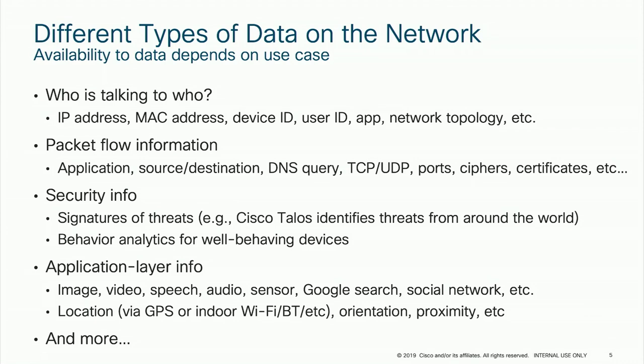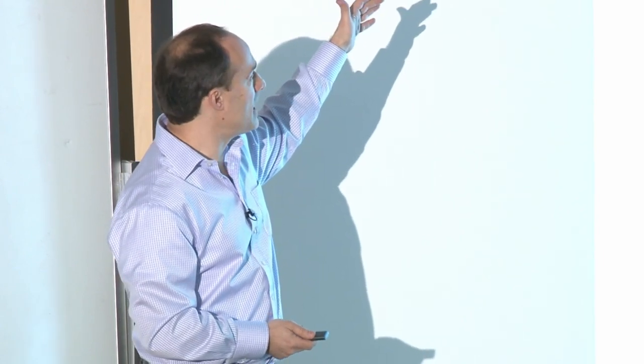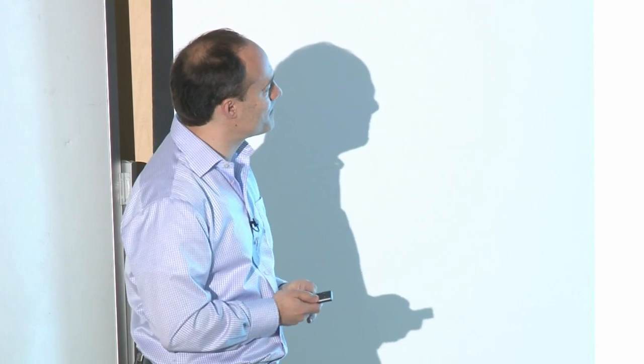Also, for a device on the network, know what its behavior is, what its typical behavior is, so you can tell if it's behaving abnormally. For example, it's malfunctioning or maybe compromised. And then a variety of application layer info, from multimedia to Google searches to location info and more. So once again, there's a very diverse range of data which may become available, and the availability depends on what use case you're trying to solve.